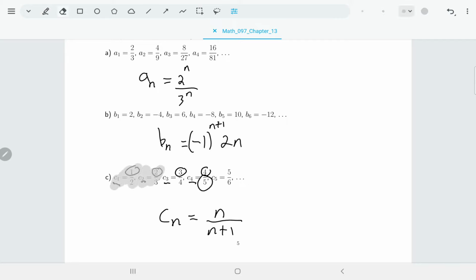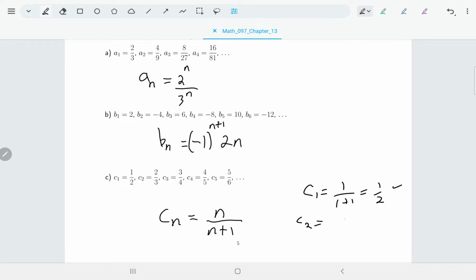And so I've got what I think is my formula, and I can double check to see, does it generate the terms in the sequence that I've been given? When n is 1, do I get 1/2? Yes, I do. When n is 2, do I get 2/3? Yes, I do. So I can feel confident in what I've got. It looks like my formula is generating the terms in my sequence. And so, yes, there we go. We've got a nice formula here for Cn.